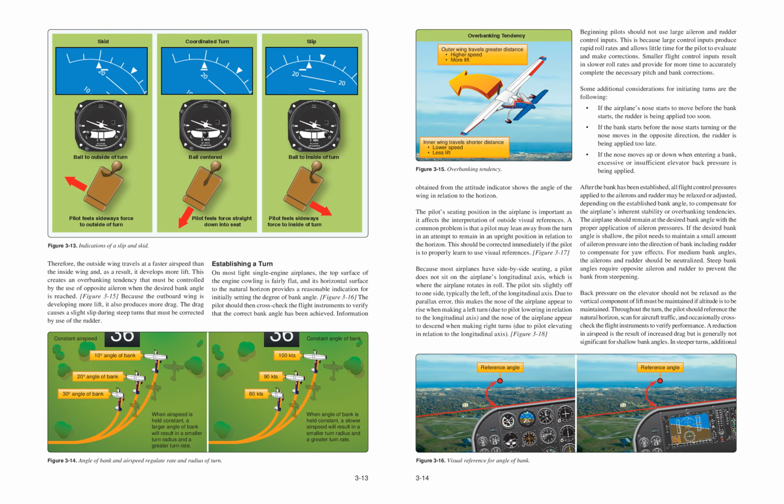may be relaxed or adjusted, depending on the established bank angle, to compensate for the airplane's inherent stability or overbanking tendencies. The airplane should remain at the desired bank angle with the proper application of aileron pressures. If the desired bank angle is shallow, the pilot needs to maintain a small amount of aileron pressure into the direction of bank including rudder to compensate for yaw effects. For medium bank angles, the ailerons and rudder should be neutralized. Steep bank angles require opposite aileron and rudder to prevent the bank from steepening.